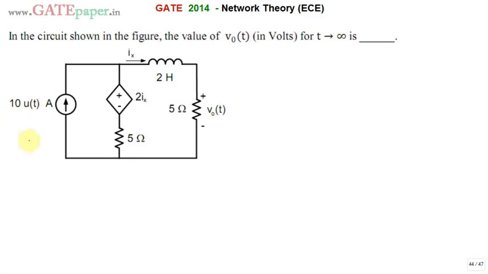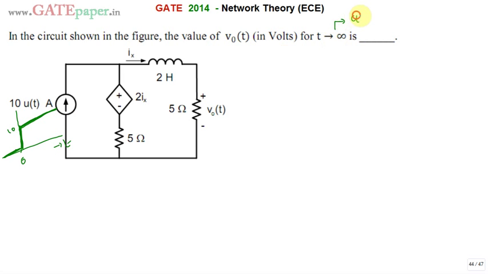So for 10 times the unit step function, the magnitude of 10 amperes is applied at t equal to 0, and before t equal to 0 there is no current applied. Current is applied at t equal to 0 with magnitude 10, and it continues for a long time. So as t tends to infinity, the circuit reaches steady state.